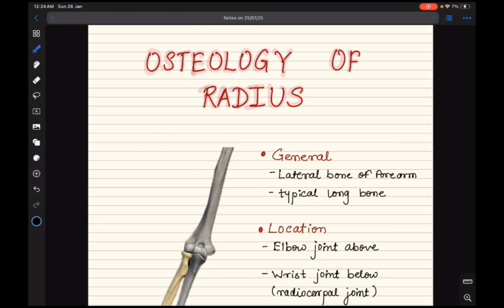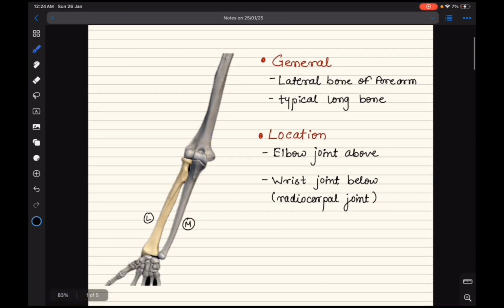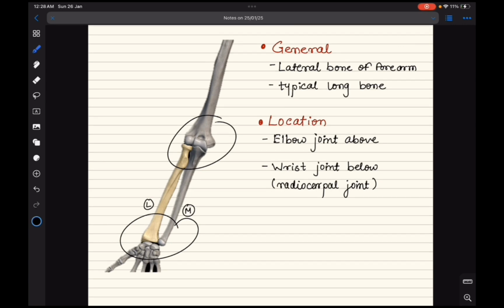Today we are going to learn about the osteology of radius. In general, radius is a lateral bone of forearm and is a typical long bone. Its location is between the elbow joint above and the wrist joint below. The wrist joint is also known as the radiocarpal joint.